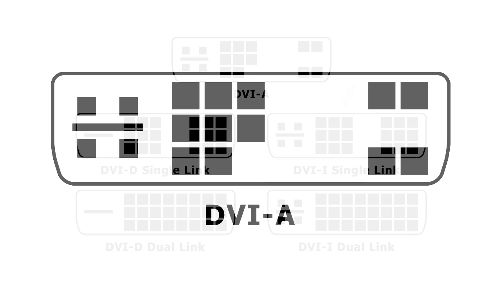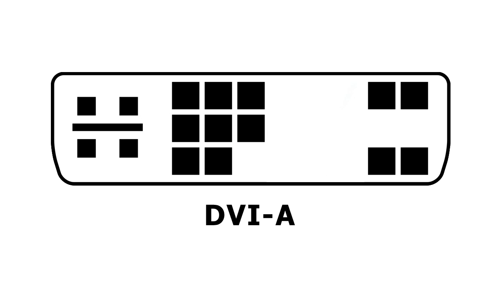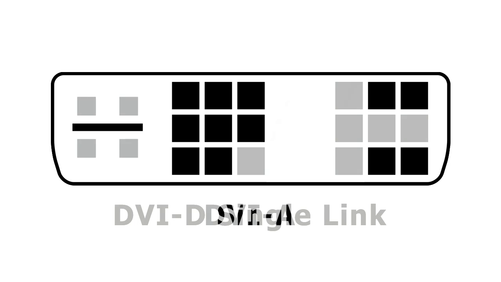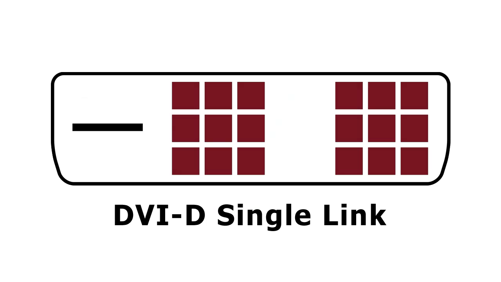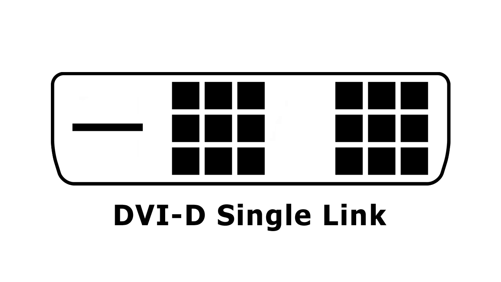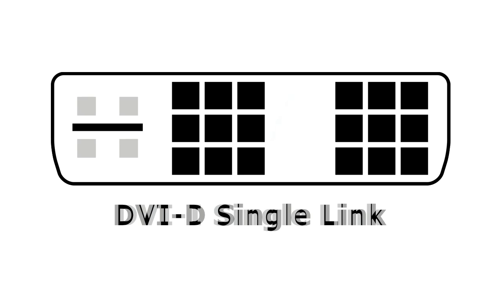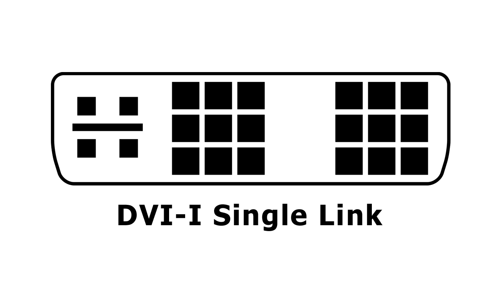Firstly, and most rarely, there are DVI-A or DVI analog-only connectors, which just have the pins for carrying analog video. Secondly, there are single-link DVI-D or DVI digital-only connectors, which have 2 blocks of digital pins but lack the 4 pins for analog transmission. Thirdly, there are single-link DVI-I or DVI integrated connectors. These add back in the analog data pins, so allowing both analog and digital signals to be transmitted.